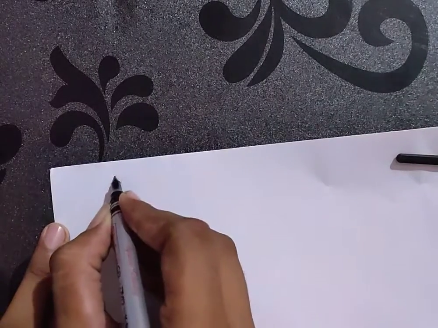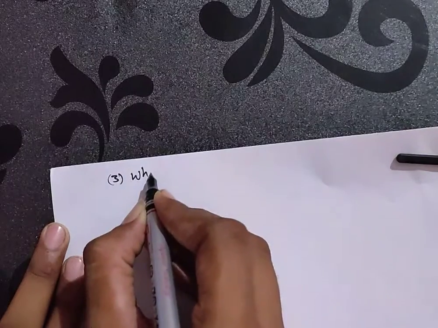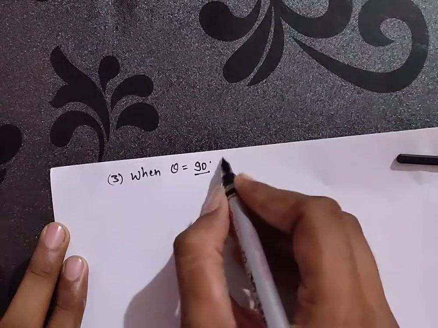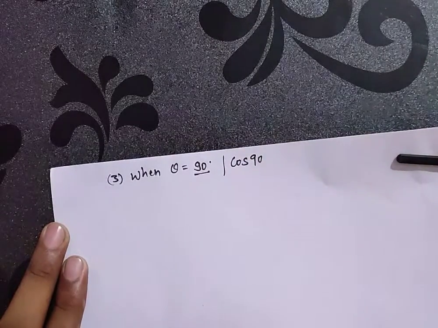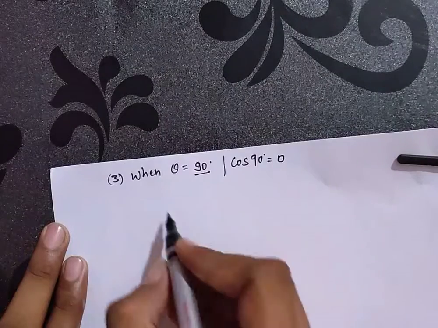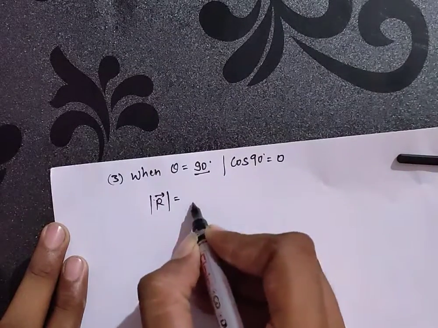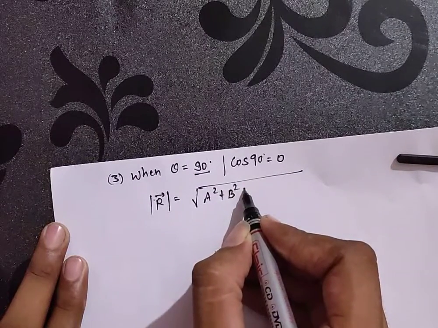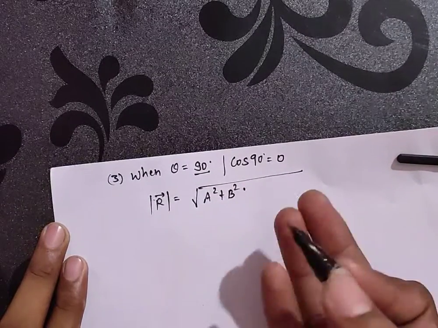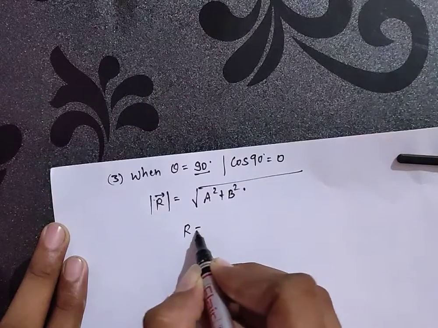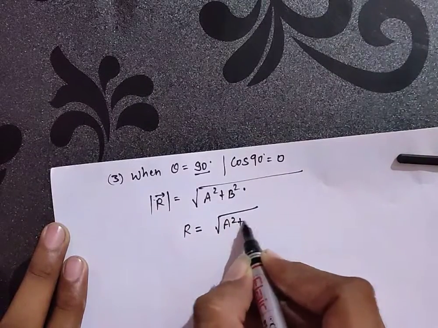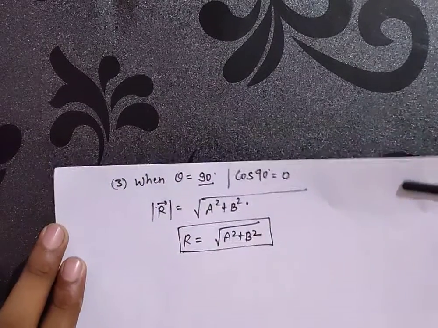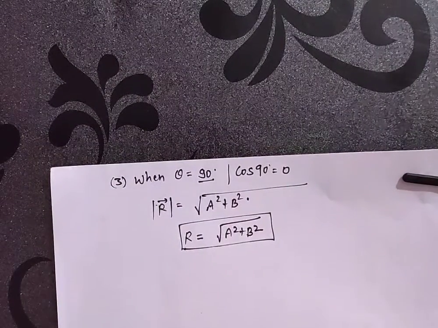The third case is when theta between both vectors is 90 degrees. So cos 90 degrees is equal to 0. The formula turns out to be: the magnitude of R is the square root of A square plus B square plus 2AB cos theta, and this last term is now going to 0. So R is equal to the square root of A square plus B square. This is the resultant when theta between both the vectors is 90 degrees.